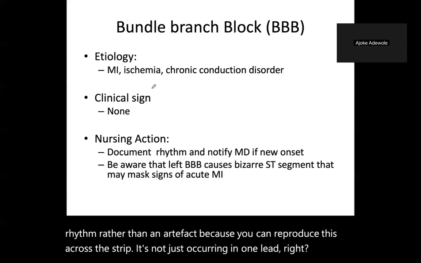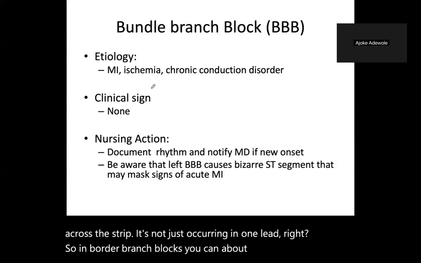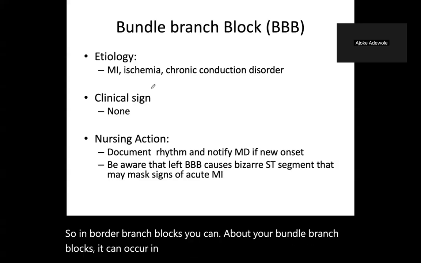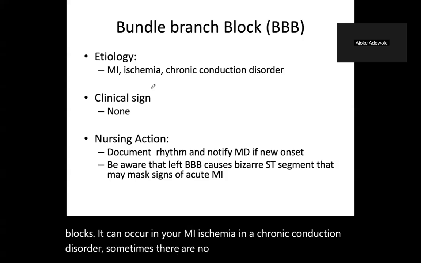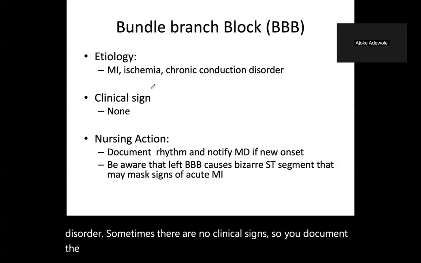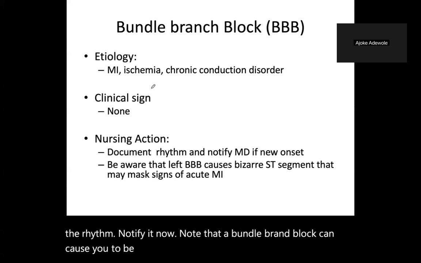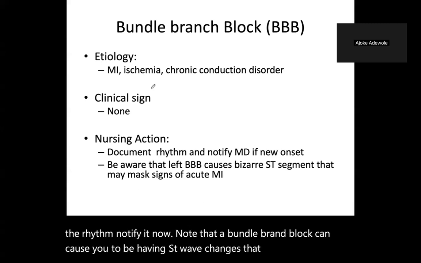So in bundle branch blocks, you know about your bundle branch blocks. It can occur in your MI, ischemia, in a chronic conduction disorder. Sometimes there are no clinical signs. So you document the rhythm, notify it. Now note that a bundle branch block can cause you to be having ST wave changes that may mask an acute MI.